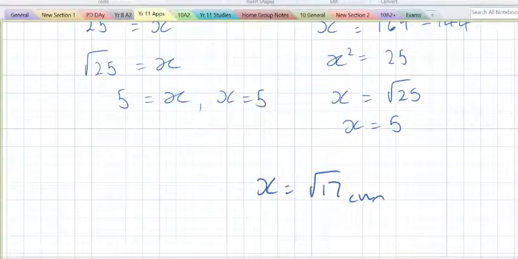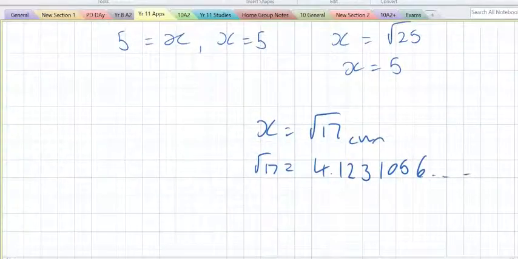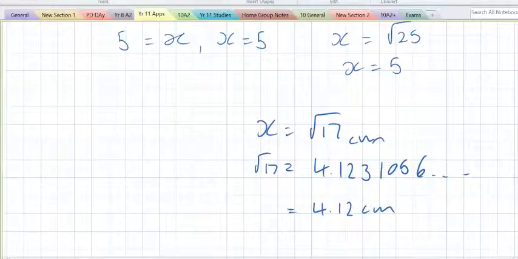Or you can go to your calculator and figure out that square root of 17 is 4.123105..., and it goes on forever. And at some point we've got to stop. So traditionally we stop at 2 decimal places. So you'd write 4.12 centimeters. Either of those answers is fine.